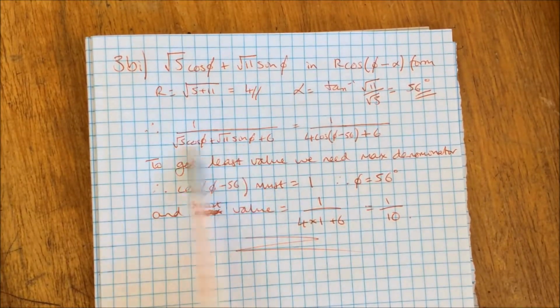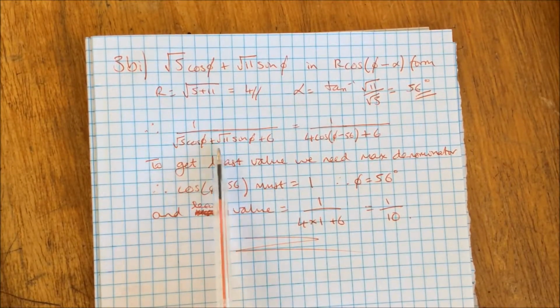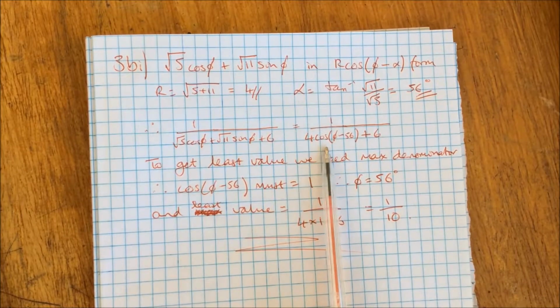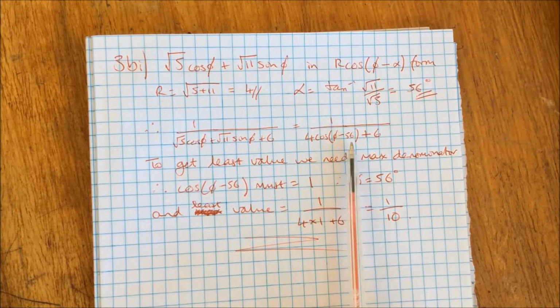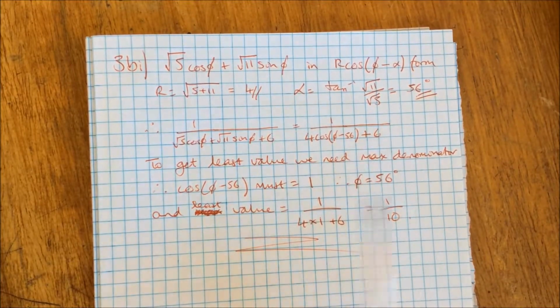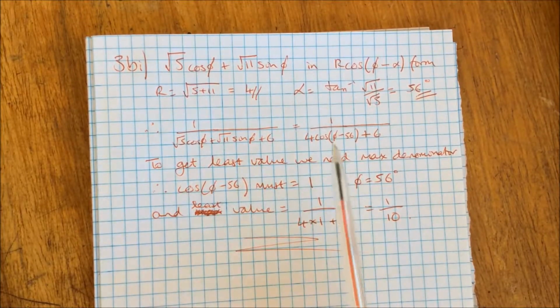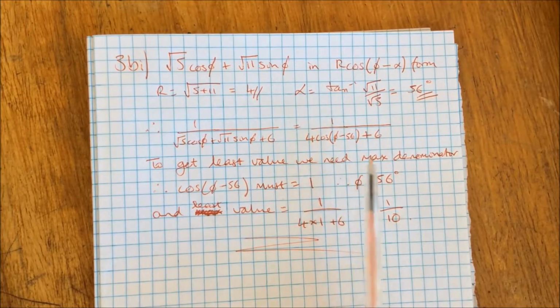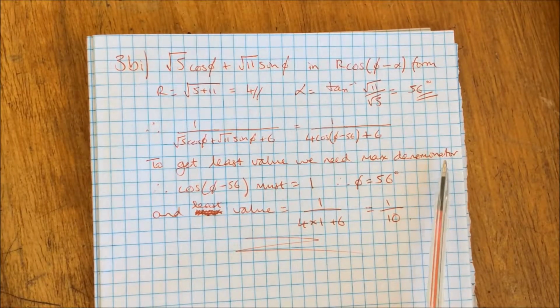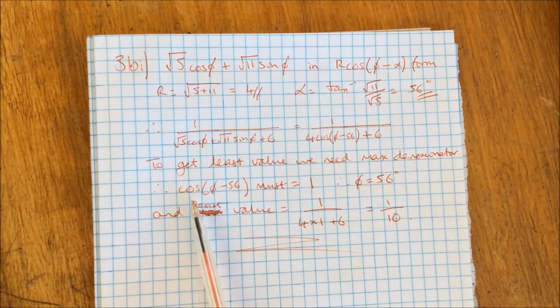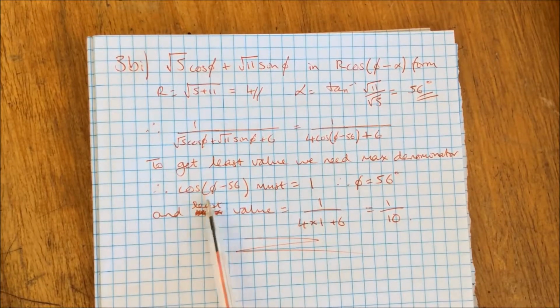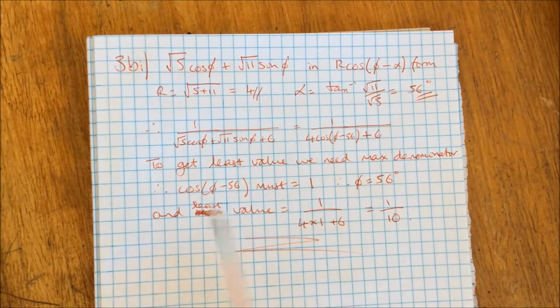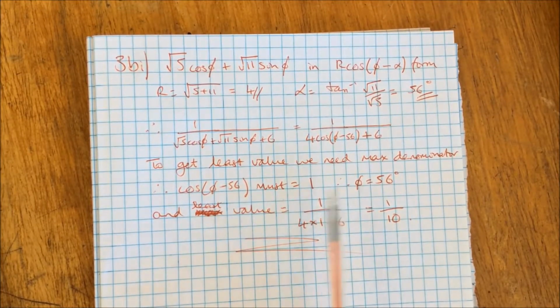So then we can substitute our root 5 cos plus root 11 sine. For this year, 1 over 4 cos x minus 56 plus 6. It asks for the least value. To get the least value of that fraction, we need the maximum denominator. The maximum any cos value can be is 1. And that would happen at cos of 0. So we would need the angle to be 56, as 56 take away 56 is 0.